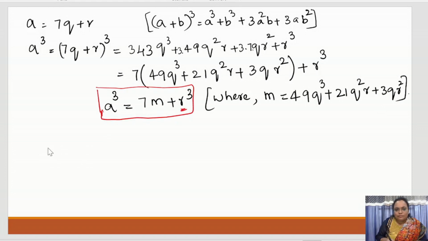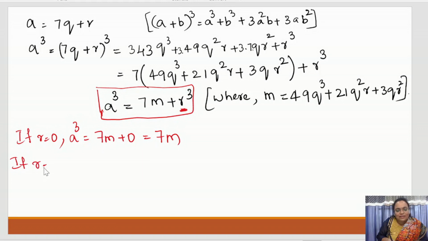So let us take case by case. If r is equal to 0, this is the first case. If r is equal to 0, a cube will be 7m plus 0. I am just substituting 0 in this r cube. So you will get a cube is equal to 7m. Now the second case is if r is equal to 1. If r is equal to 1, a cube will be 7m plus 1, since 1 cube is 1 only. So 7m plus 1.